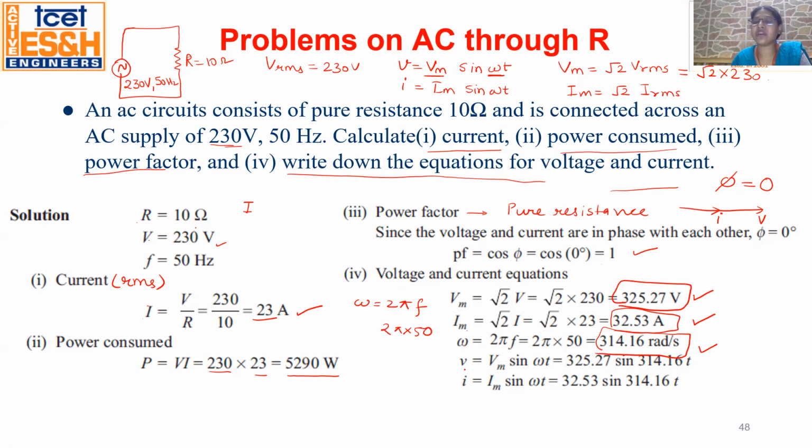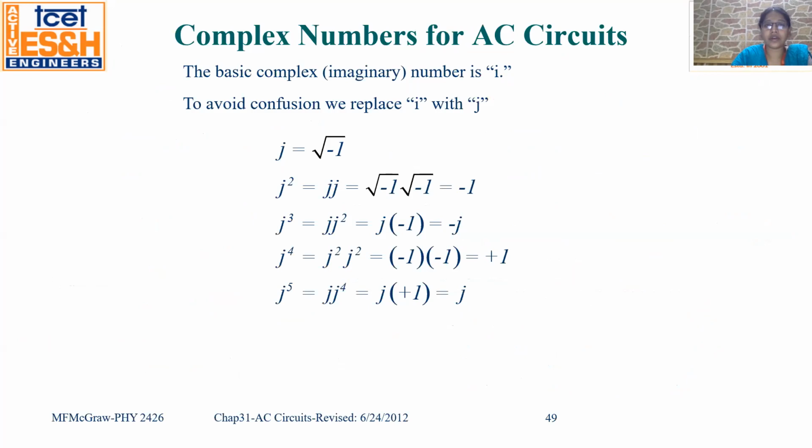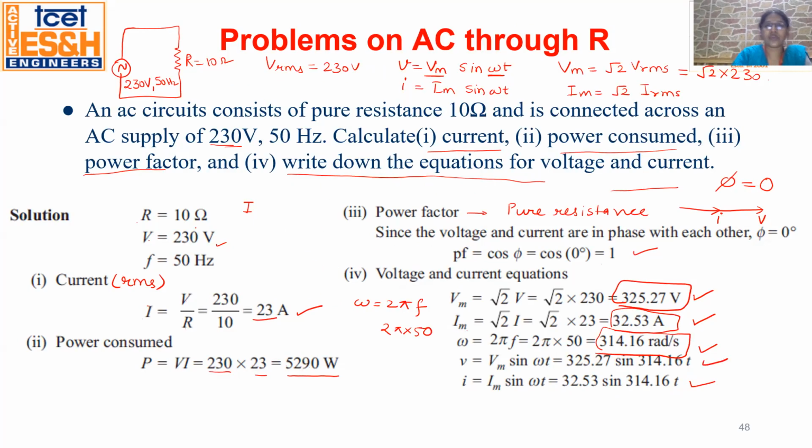Now write the voltage and current equation. V is equal to Vm sine omega t, so 325.27 sine 314.16 t. I is equal to Im sine omega t, which is 32.53 sine 314.16 t. So these are the two equations for the resistance. Now we complete this part for the resistance.